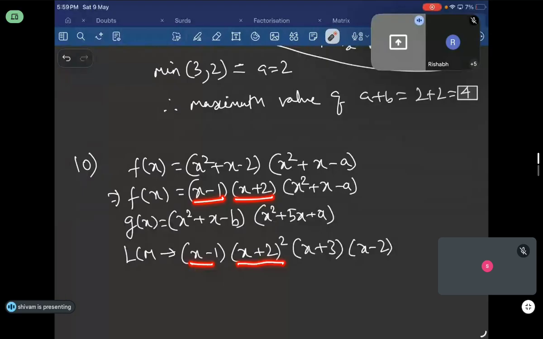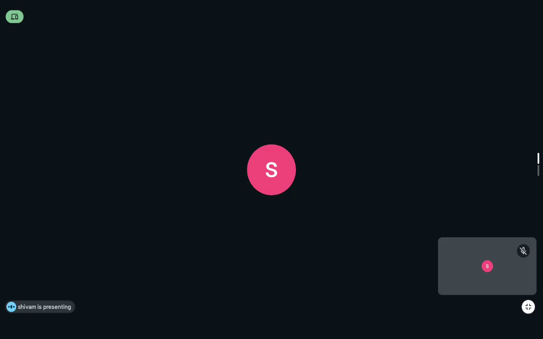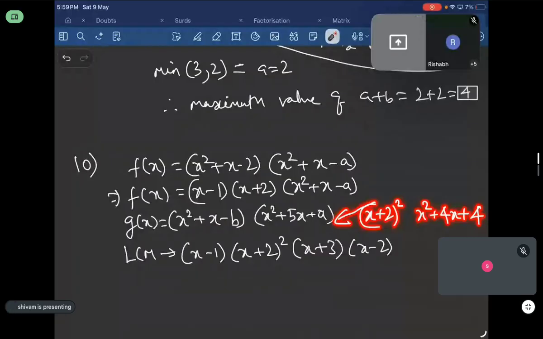But can x plus 2 whole square be over here? Can x plus 2 whole square be a factor over here? Because what is x plus 2 whole square? x plus 2 whole square is x square plus 4x plus 4, right? Tell me everyone. Are you people getting? Yes. That means you need x plus 2 to be a factor of this expression, but this cannot be x plus 2 whole square. It can happen that x plus 2 is a factor of this expression and x plus 2 is a factor of this expression, right? This is one possibility.